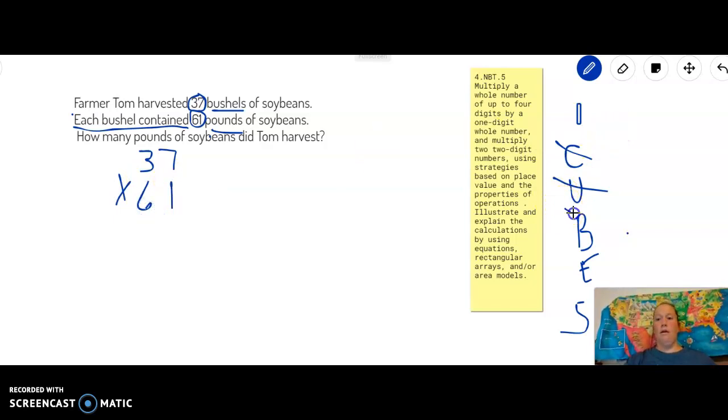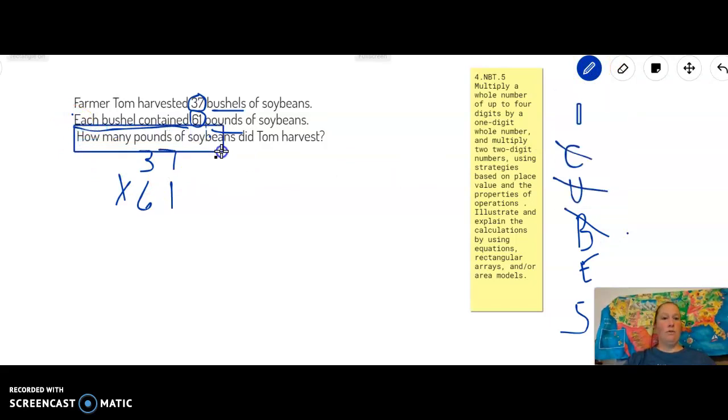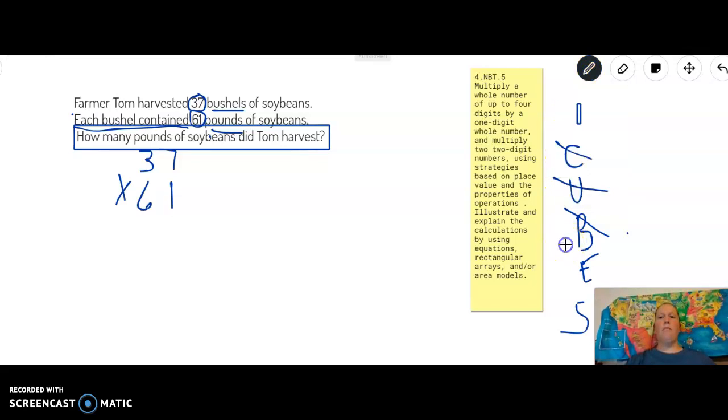Let's box that question. How many pounds of soybeans did Tom harvest? So that key thing, how many in all? How many pounds? Eliminate. We don't really have to eliminate. Everything's pretty important. I mean, like Farmer Tom, we don't need his name, but that's okay. We'll leave it. Nothing right now needs to be eliminated. And finally, we're going to solve.